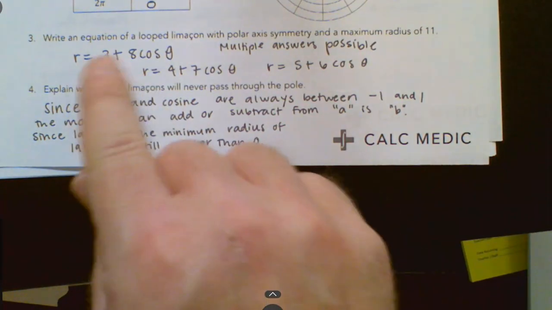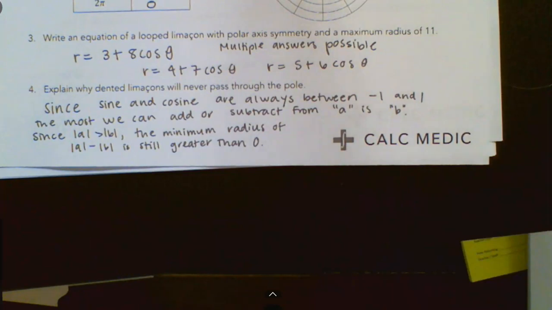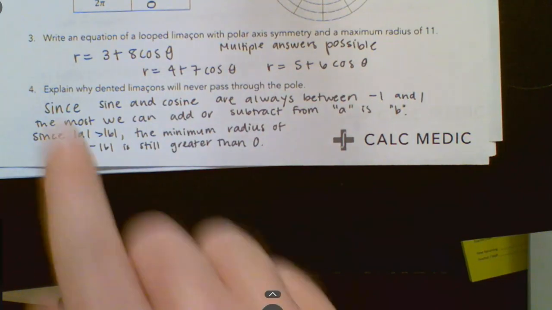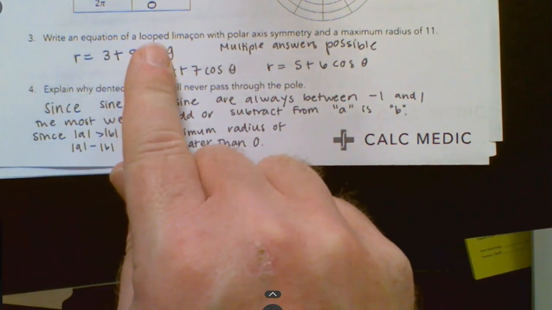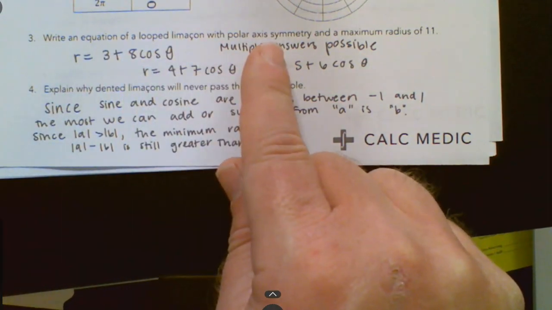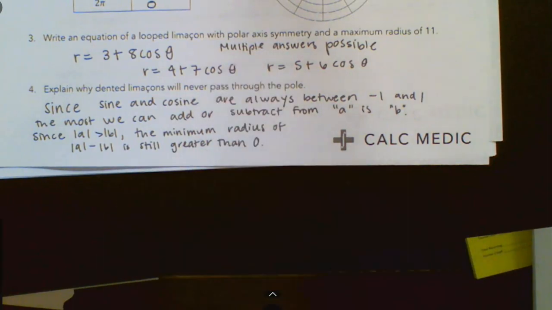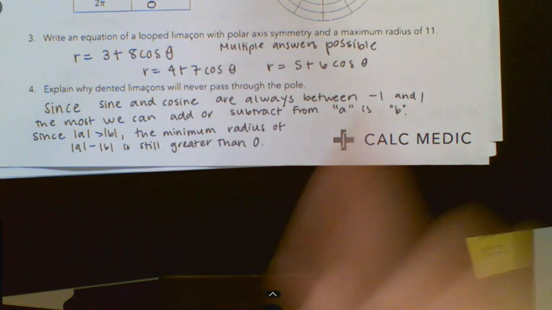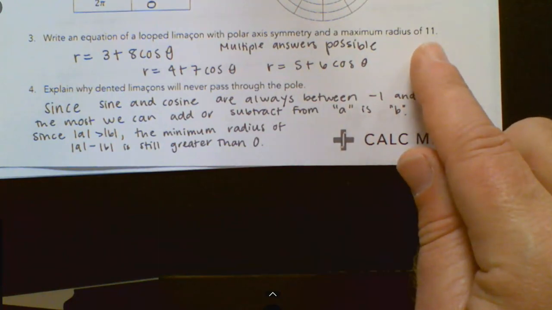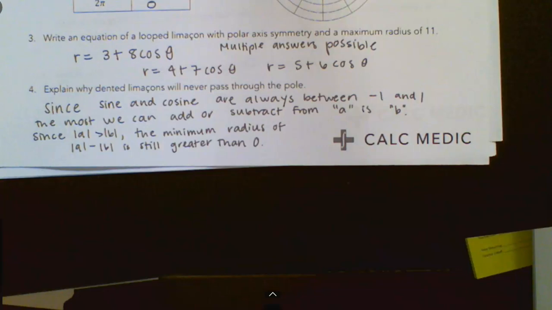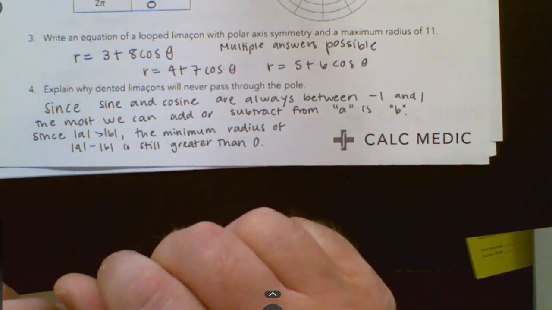This one is a great question because it makes you think backwards. It's asking you, what's the equation? And there's a bunch of different correct answers you could get from this. It just says you've got a loop. It tells you that there is polar axis symmetry, so that tells you whether it's sine or cosine. And it tells you the max radius is 11. Remember, the max radius comes from adding the two numbers together. So a couple of things we took into account here.